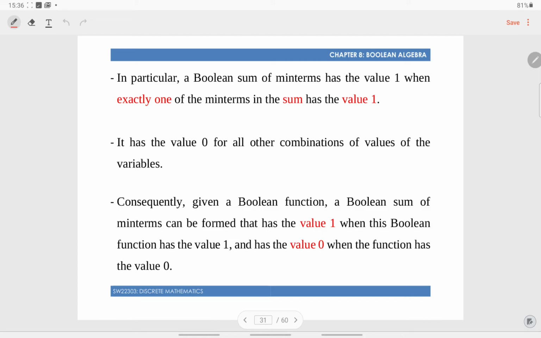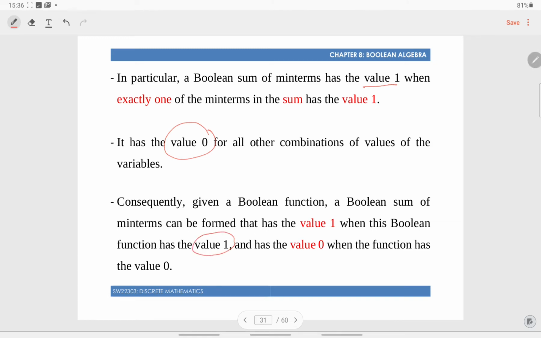In particular, a Boolean sum of minterms, where we add all the minterms together, gives a new expression that has the value 1 when exactly one of the minterms in the sum has the value 1. It has the value 0 for all other combinations of values of the variables. That means otherwise, it comes out with the value 0. So consequently, given a Boolean function, a Boolean sum of minterms can be formed that has the value 1 when this Boolean function has the value 1.